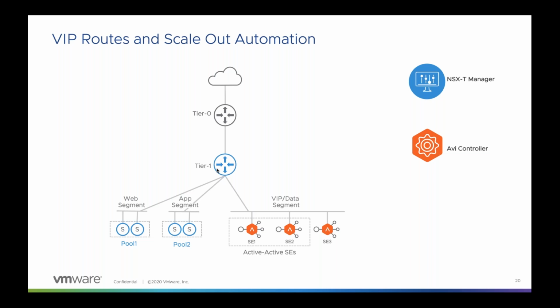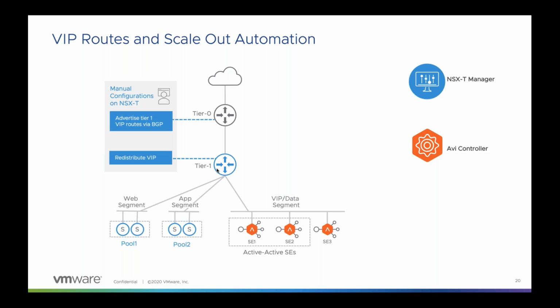The way virtual service placement works is something like this. Initially, if you need your virtual service to be accessed from an external network, the NSXT admin needs to configure the tier 1 gateway to redistribute the VIPs that we create, and the T0 again advertises those VIPs to the outside world using BGP.